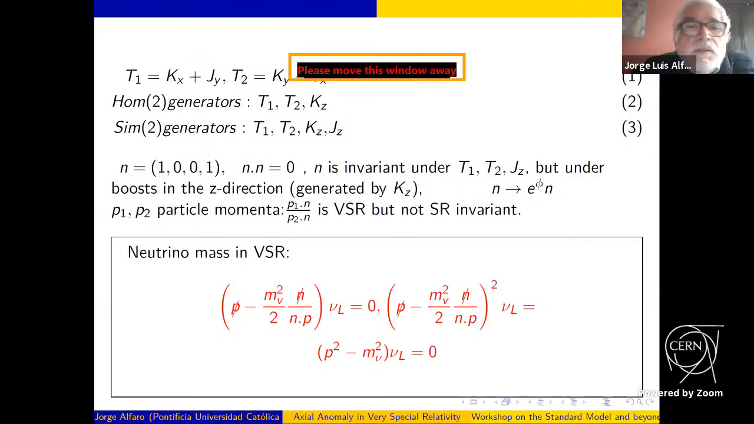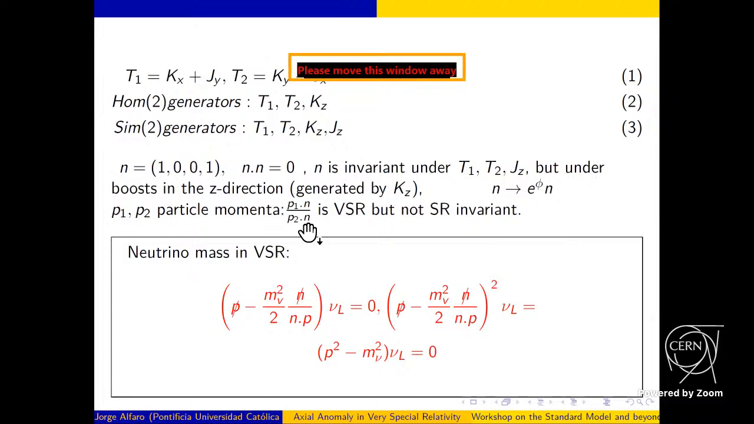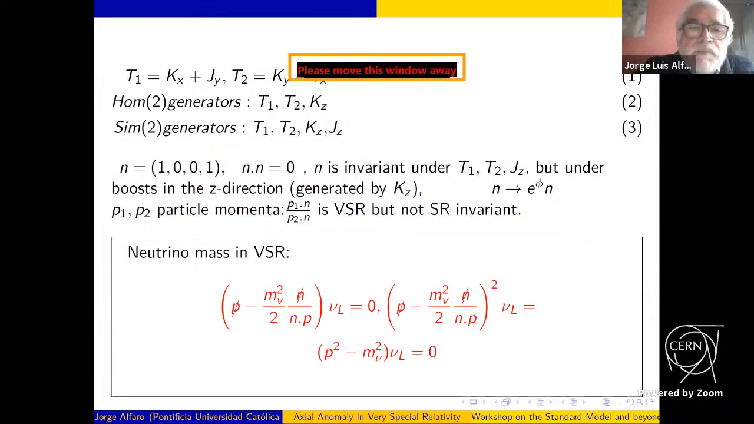And if you take a particular null vector n, this is the one there, (1, 0, 0, 1), n is invariant under T1, T2, and Jz, but under the boost in the z direction generated by Kz, it is transformed by a phase. That means that if you consider 2 particle momenta and consider this ratio, then this is a very special relativity invariant, but it's not a Lorentz invariant.